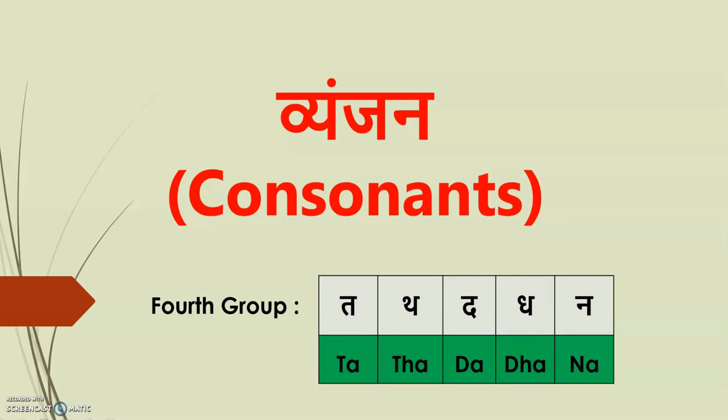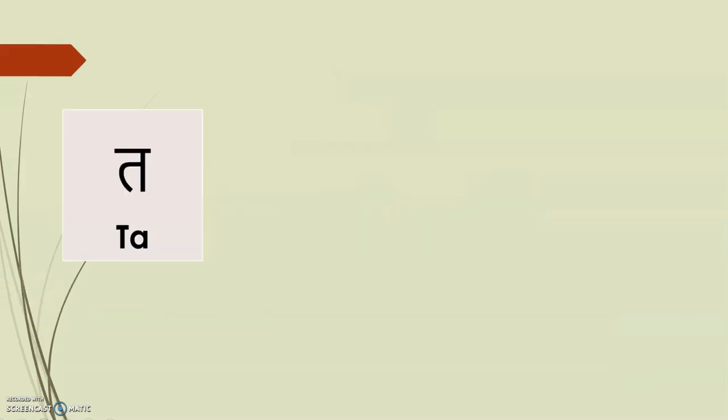Then is the. Then we have dh. And the last letter in the fourth group is na. So now let's study the fourth group of letters in detail with examples. The first letter that we see here in the fourth group is th.